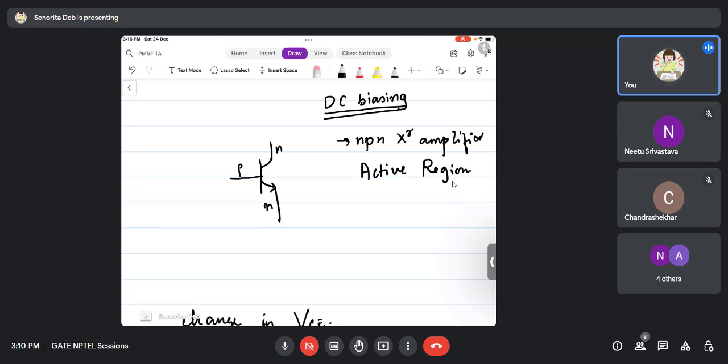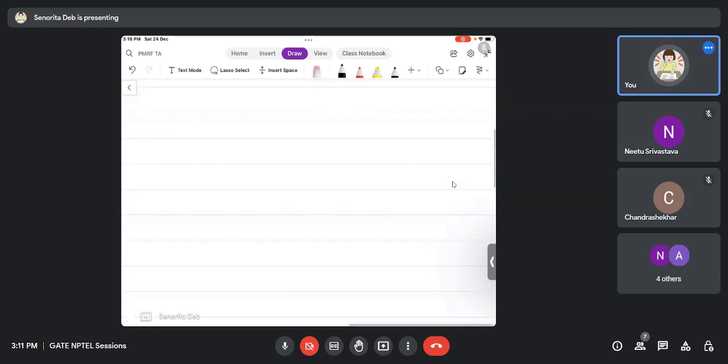We will bias it in active region. Now we have seen when we take lab classes, many students make this mistake: when we say now apply an AC signal to it, they will remove the biasing and then apply the AC signal. That is not going to work. Okay, you will have to first bias the transistor with proper DC bias.